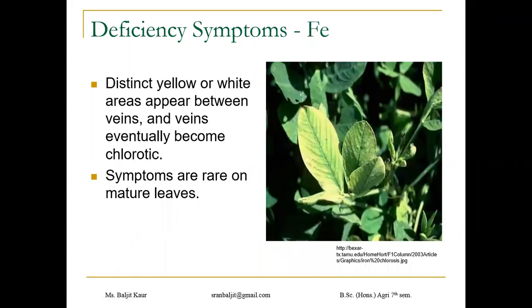Then deficiency symptoms of ferrous. Again, interveinal chlorosis occurs. So veins are green in color and the rest of the leaf is yellow. Distinct yellow or white areas appear between veins, and veins eventually become chlorotic, but in the later stages. Initially, there will be interveinal chlorosis, and symptoms are rare on mature leaves. So the symptoms of ferrous are mostly found on the new, younger leaves, and are rarely found on the mature leaves.